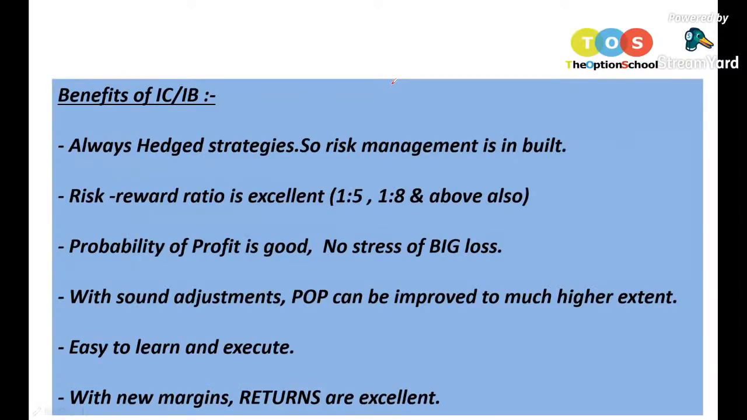Now, what are the benefits of these? These are always hedged. These are closed strategies. So risk management in these strategies is inbuilt. The risk reward ratio is excellent. Sometimes in iron butterfly, we are seeing a risk reward of 1 is to 11 also. 1 is to 10 is very common. 1 is to 9 is very common. 10 versus 90. Probability of profit is good, and there is no stress of big loss.